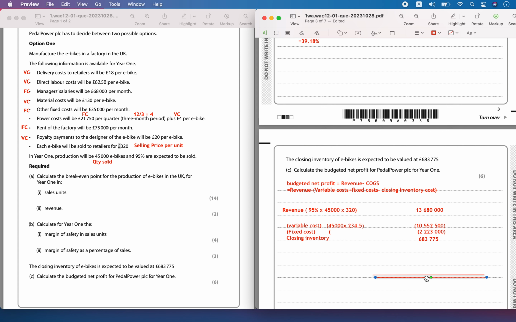Now let's calculate this value. The cost of the goods sold: 10,552,500 plus 223,000 minus 683,775. It is going to be equal to 12,091,725. This is the value for the cost of the goods sold.